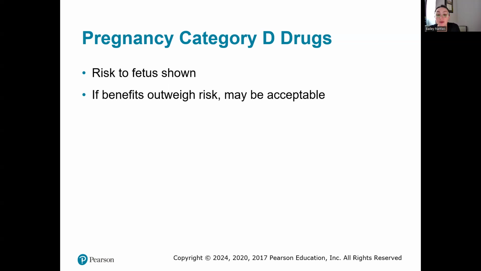D shows a risk to the fetus. It's a known risk to the fetus, but these may still be acceptable if the benefits outweigh the risks. If the only medication that treats my epilepsy is a category D, I highly doubt they're going to change it, because I need to not be epileptic during pregnancy. Okay.